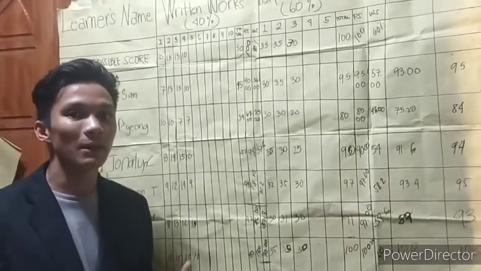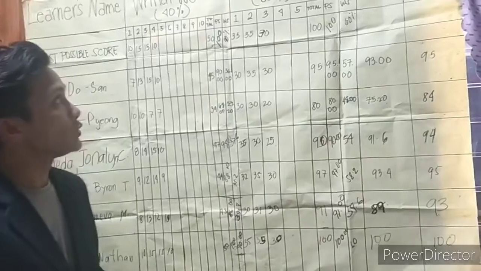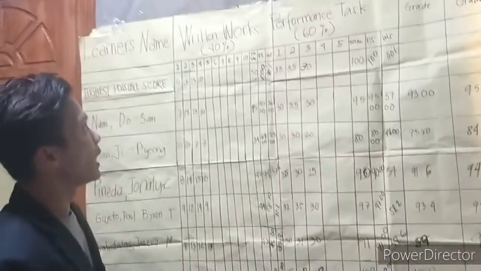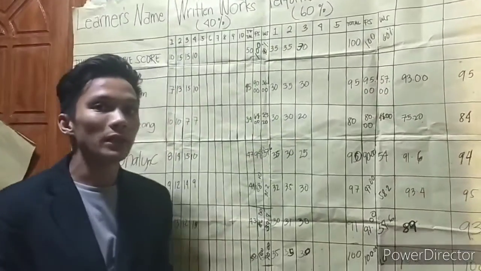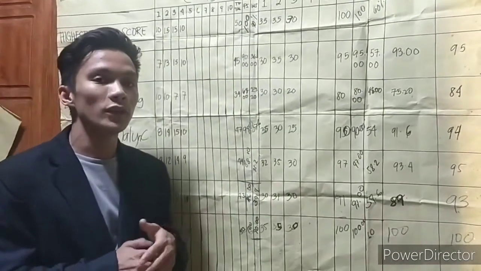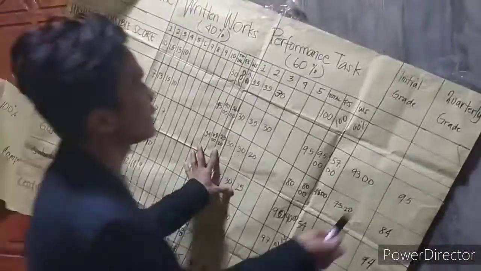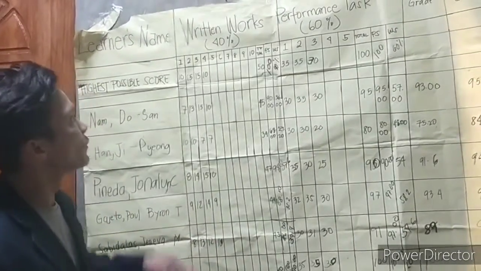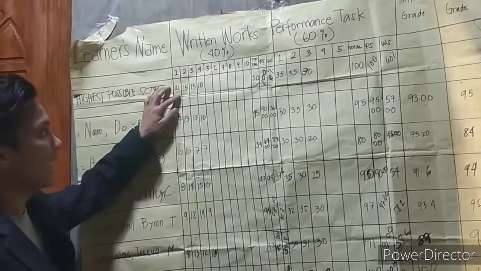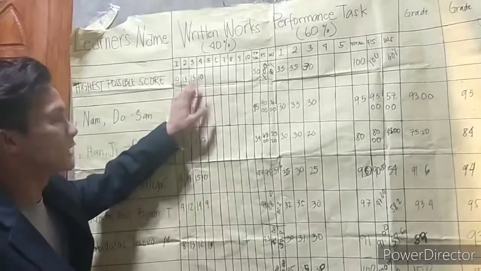The last grading system that I'm going to discuss is the pandemic grading system. For the pandemic grading system, there are only two components: written works at 40% and performance task at 60%. There is no quarterly assessment. So let's go to the written works. The highest possible score for the first written work is 10, the second is 15, the third is 15, and the fourth is 10.